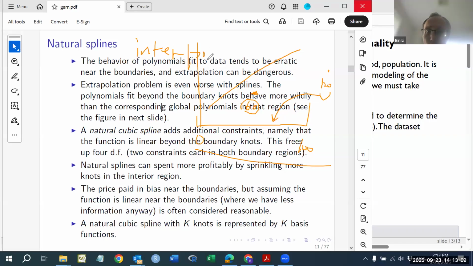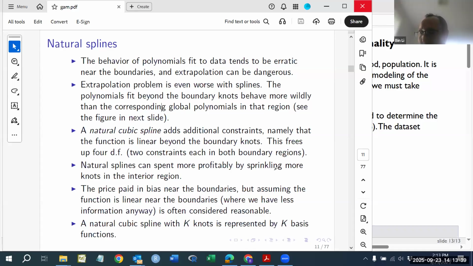Interpolation. So interpolation is safe and good, and you can predict with confidence. But extrapolation is risky, not good, and it can be misleading. Okay, so the problem for the B-spline is that it will be very, very dangerous if we do the extrapolation.